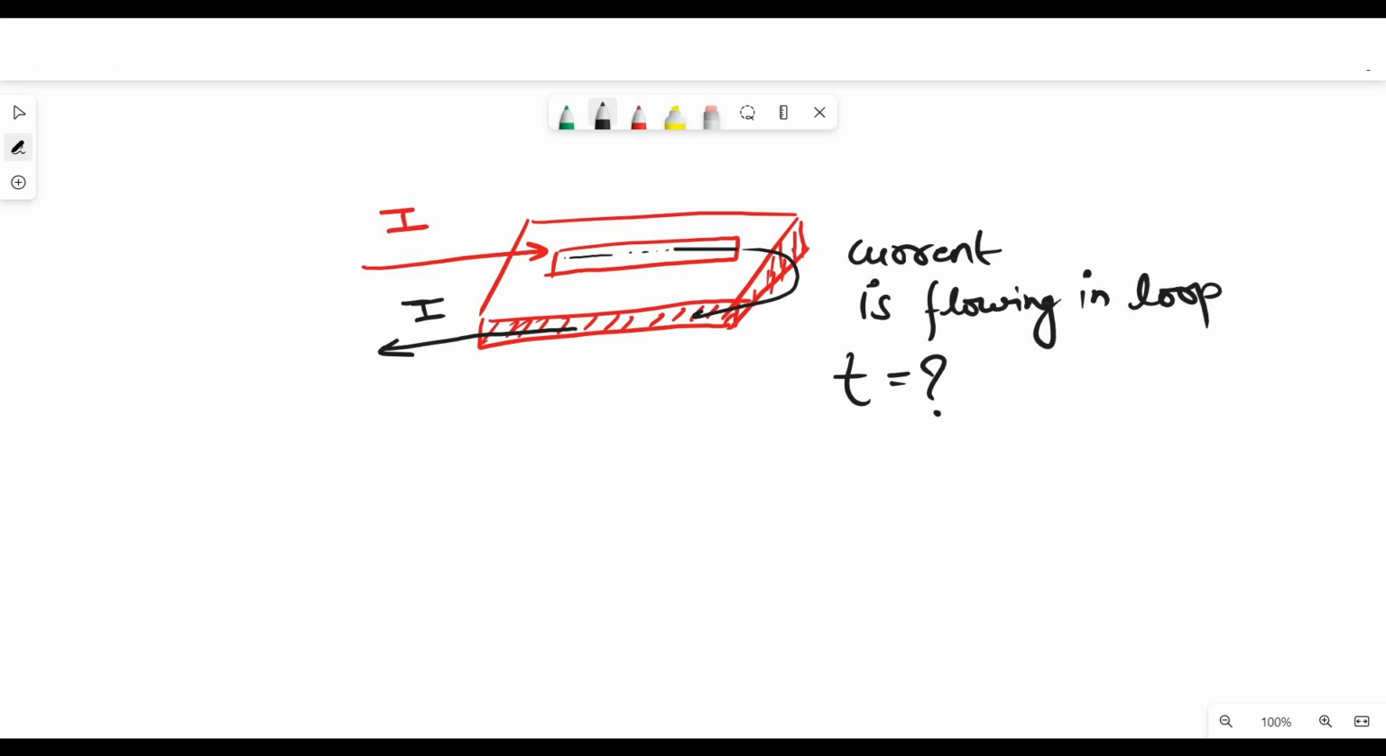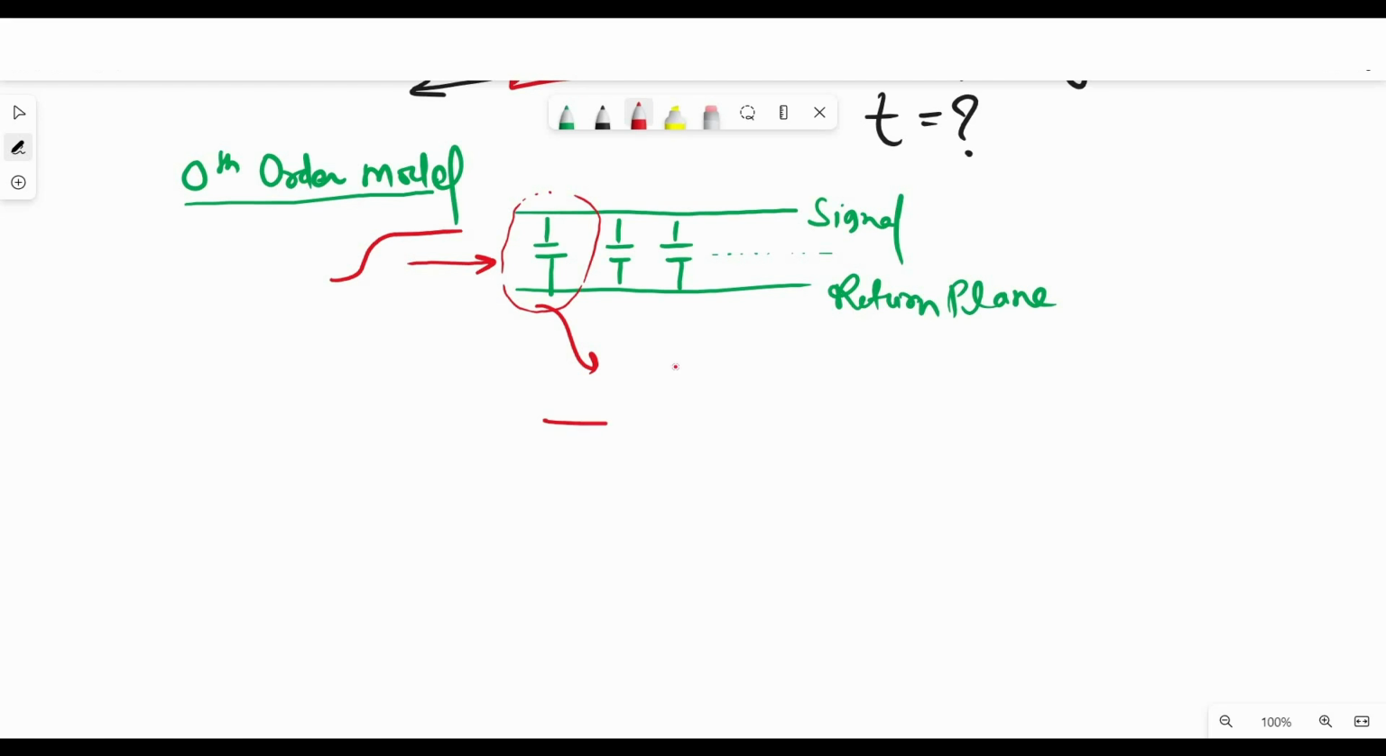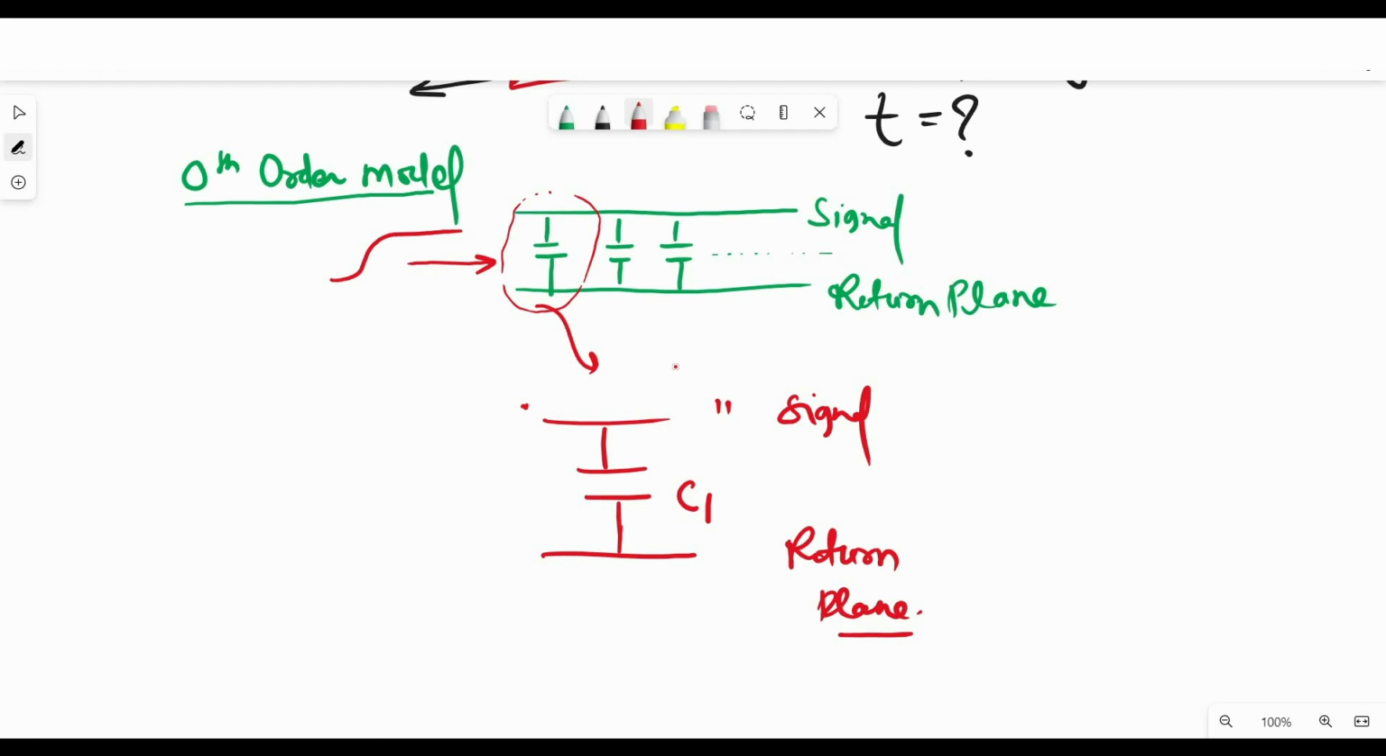I'll show you how. If you remember our discussion on the 0th and 1st order model of a transmission line, you can watch it by clicking the i button if you forgot about it. As soon as the signal is launched, it sees a bunch of tiny capacitors between the signal and the return plane underneath. We'll just take one capacitor from the transmission line and try to understand the return current on it, and it will be similar for all other capacitors because it is a uniform transmission line.